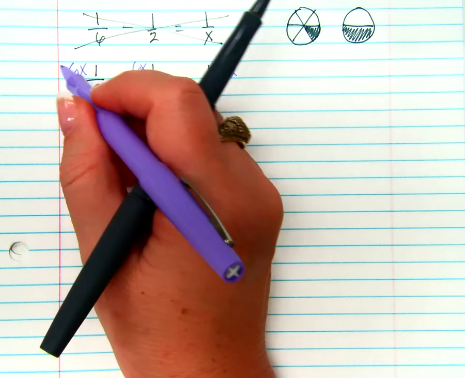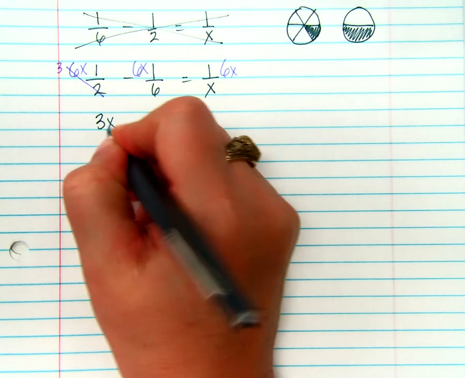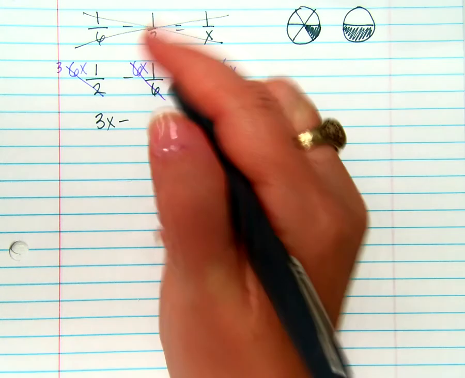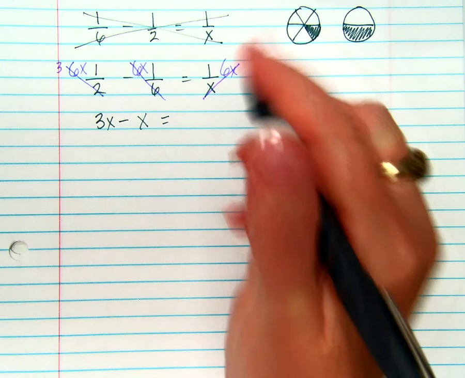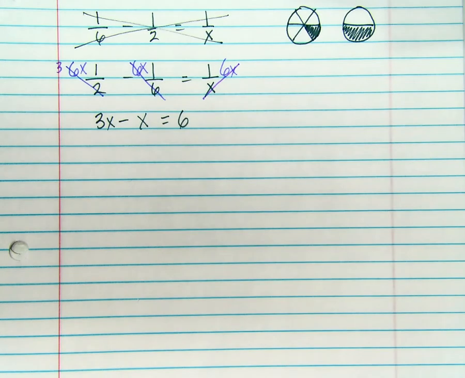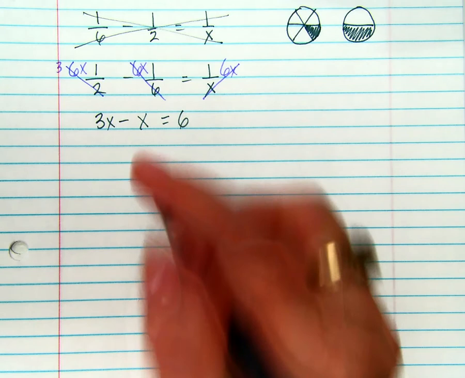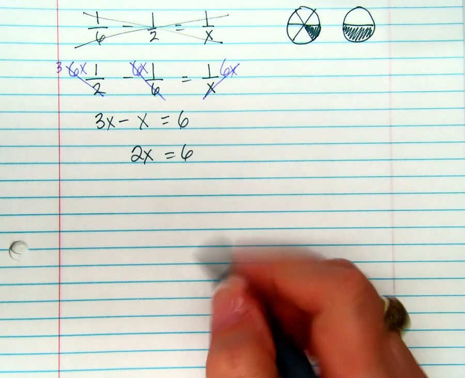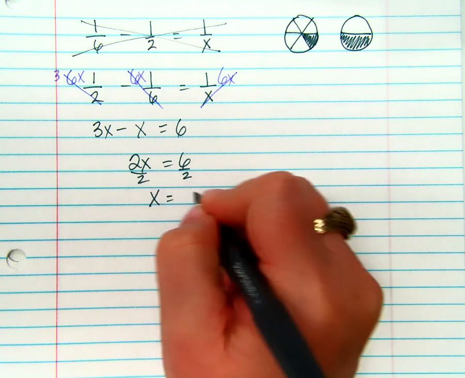3x. 6 divided by 2 is 3, right? So that simplifies to 3x, minus x, because the 6 is simplified to 1, and x is simplified to 1, so equals 6. Do you know what 3x minus 1x is? 2x. If 2x equals 6, is that enough to help us know what x equals? Okay, perfect. x equals 3.